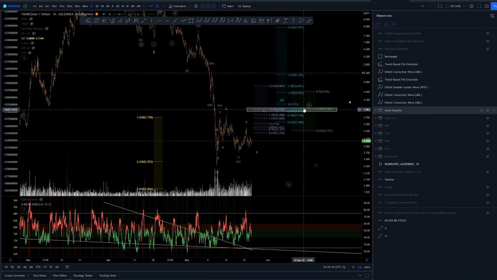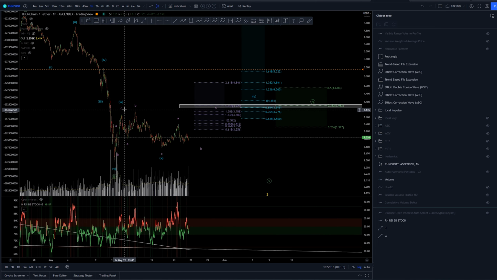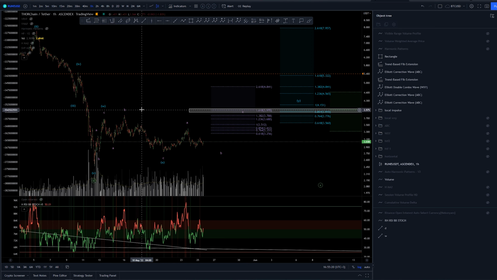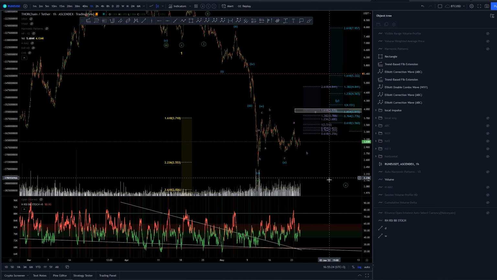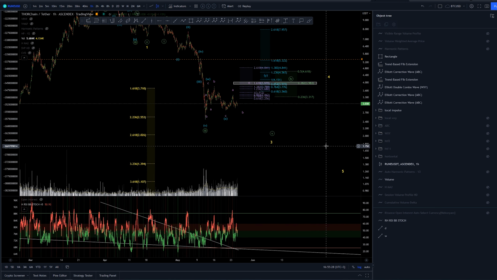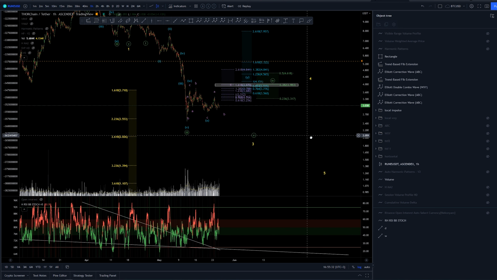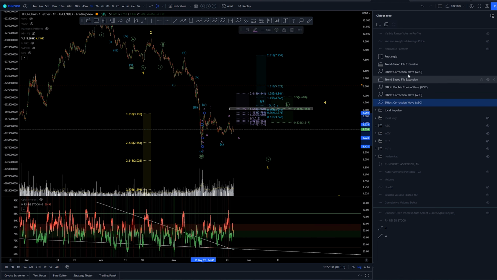Is there some confluence? We do have the previous lows here, definitely some kind of confluence that is just above it. Yeah, some volume here, but not much. It would be kind of risky, but yeah, you do you if you want to trade it. Those are my targets, at least for now.